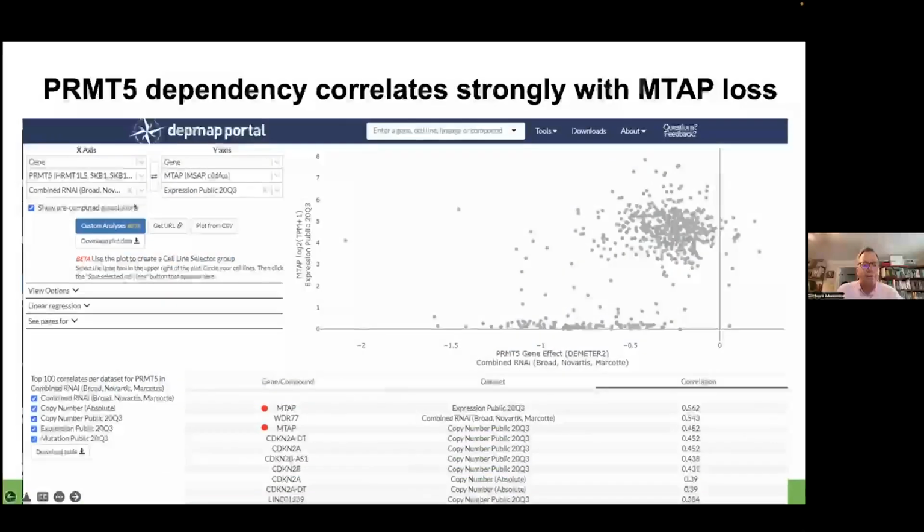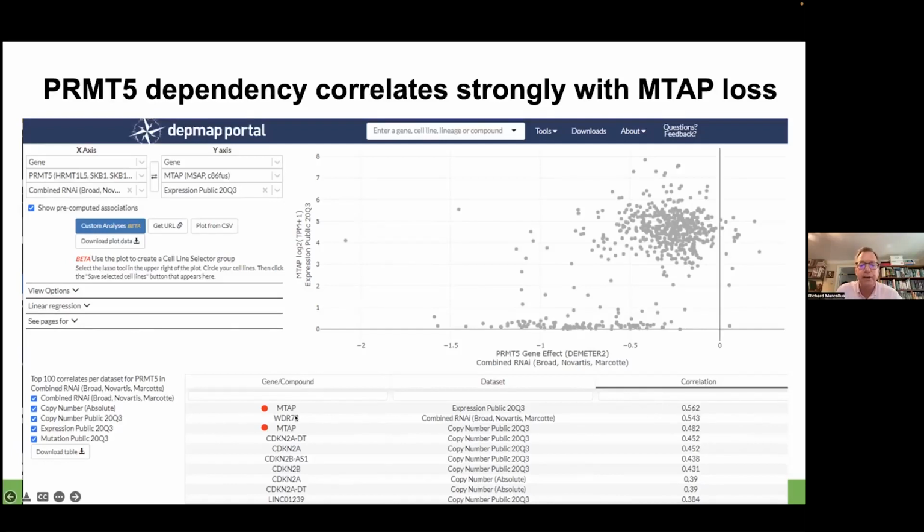So if I dig a bit deeper into the PRMT5 data set, look at all the correlations, what I now find is that, in fact, CDKN2A, which is the original thing that drew me there, certainly there, copy number loss of CDKN2A and B correlates quite well. However, it's not the best correlation. Best correlation is a loss of a different gene called MTAP. And you can see it's correlating at very high correlation score, 0.56, extremely high.